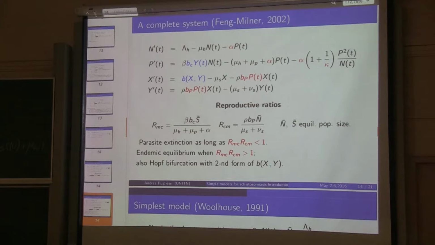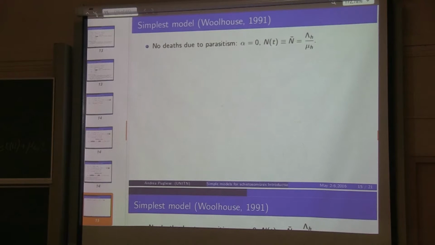Without going into more discussion on this, we can look at a simplified model. The simplified model was actually proposed several years before by Woolhouse, and is based on two main assumptions: that we neglect death due to parasitism, so we set alpha equals 0, and the human population size is constant.